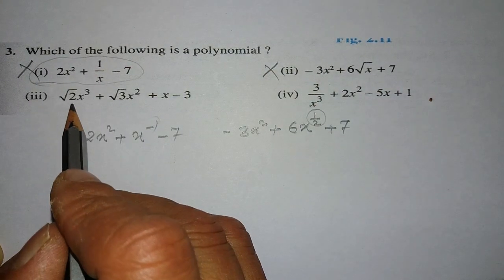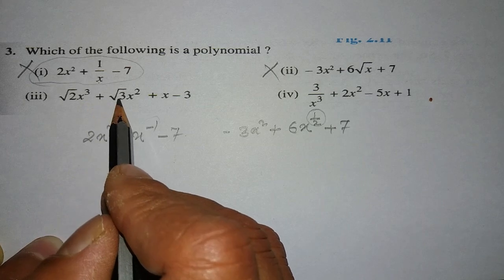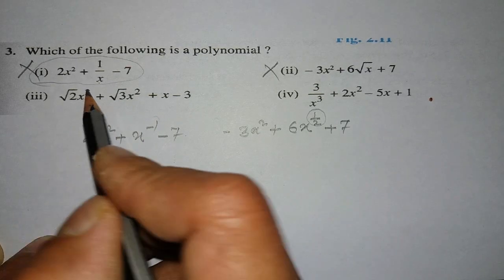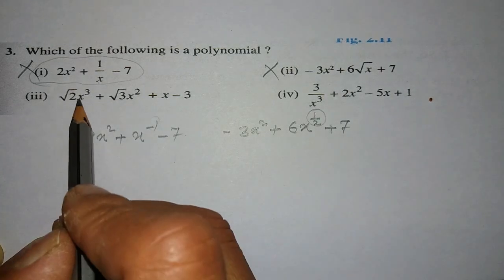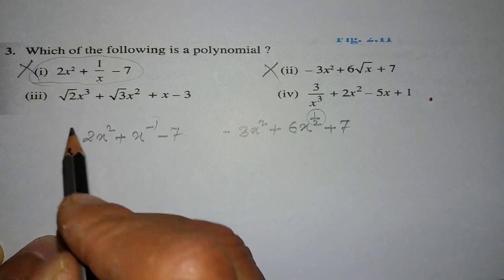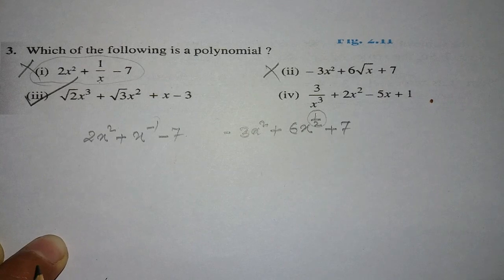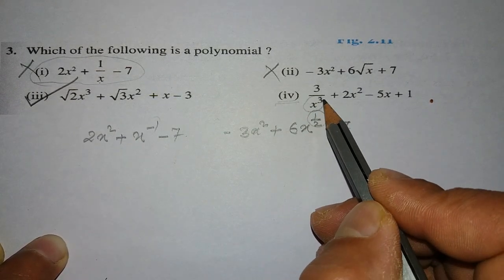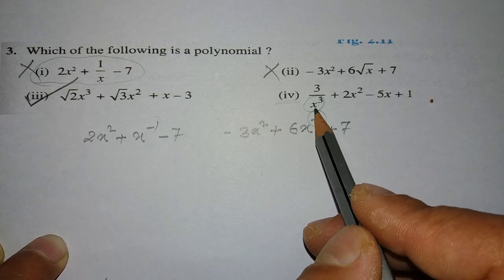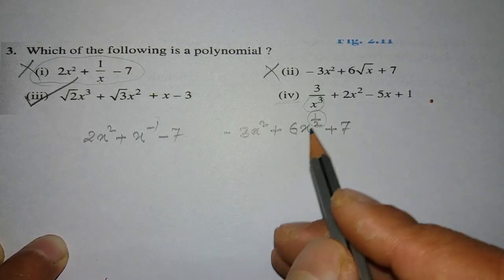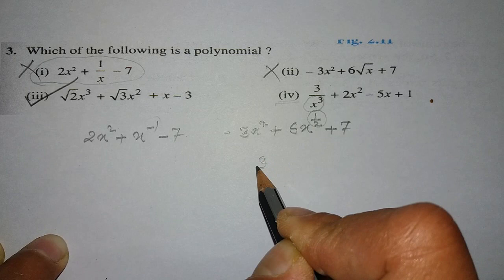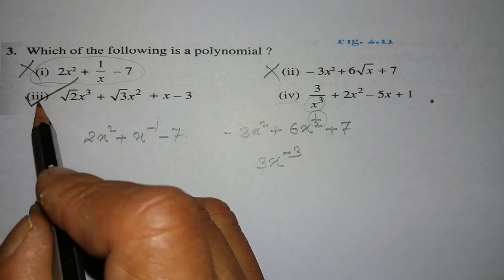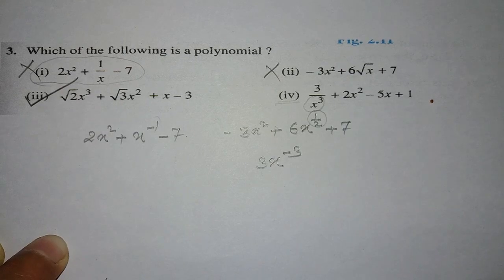And then the third one, root 2 x cubed plus root 3 x squared plus x minus 3. Okay, here the power of x is 3, here 2, here 1. So the powers, all these are whole numbers, so this must be our correct answer. Here the fourth one, x cubed is in the denominator, so obviously this is not a polynomial, because if we write in this form we will get minus 3 in the power. So the correct answer is root 3.